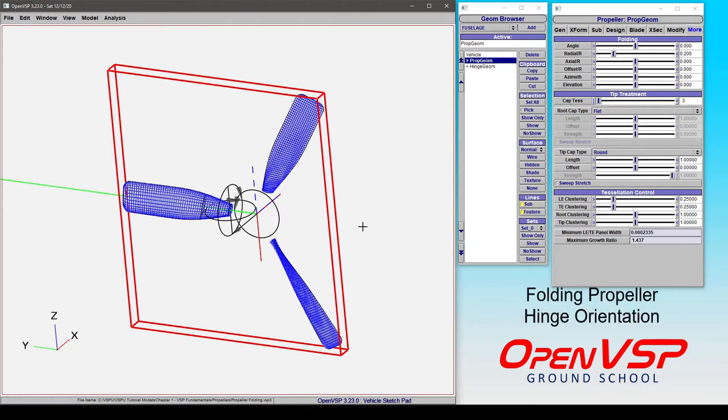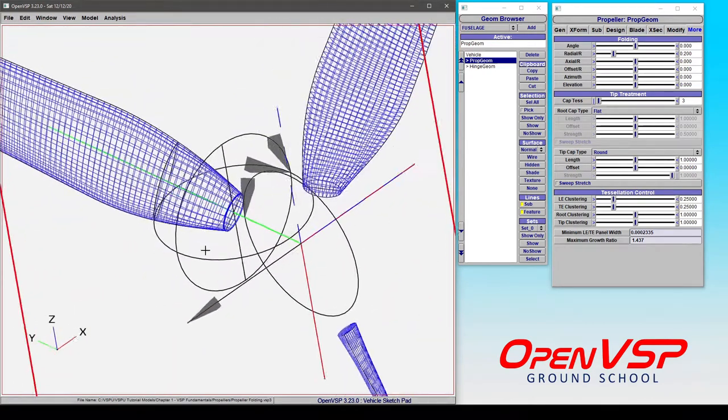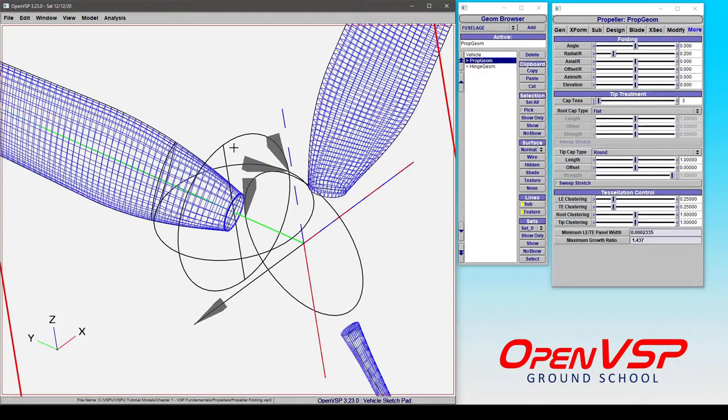Now let's take some time to talk about how to orient your hinge axis when you're dealing with folding propellers in VSP. So let's zoom in again at the root of this example propeller and notice that the hinge axis right now is exactly vertical. That's under the assumption that if you want to fold these and you don't want it to be very complex, very similar to something like a folding RC propeller, it's just going to have a 90 degree hinge, and whenever it folds back, it's just going to fold about that hinge. It's not very complex. It's a very simple mechanism.